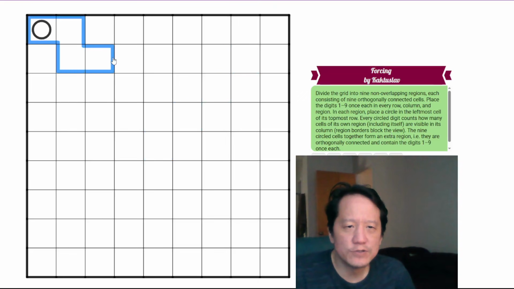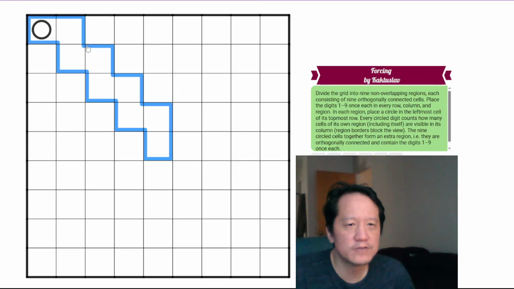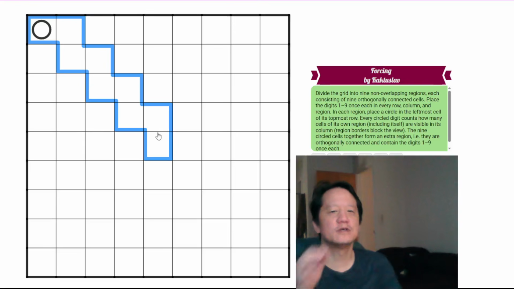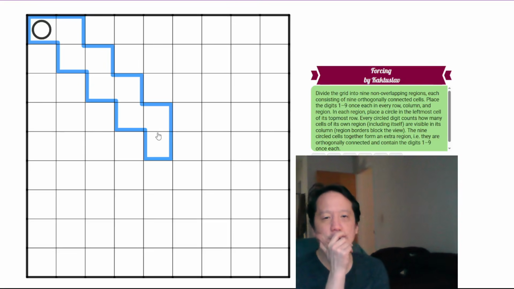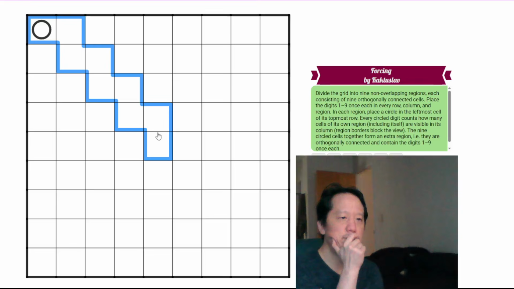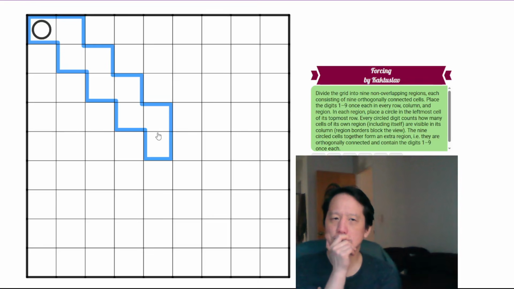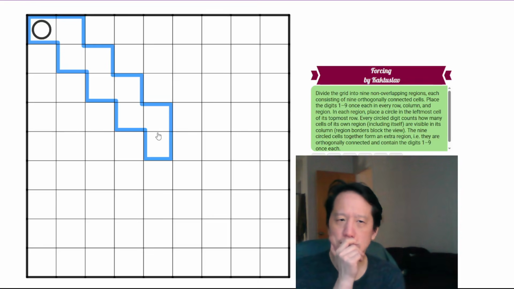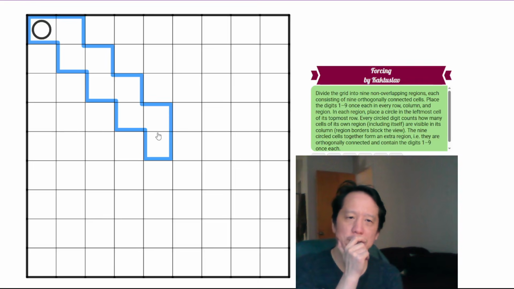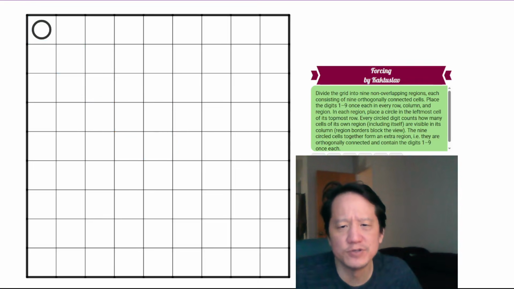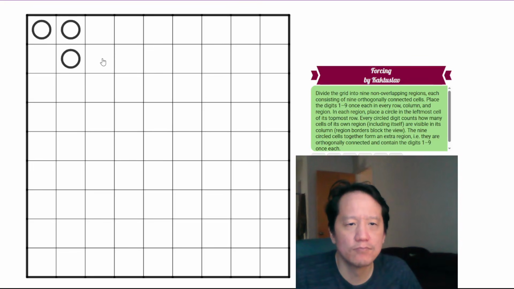What happens if we do something like this? Oh, that doesn't work. That's too long. Oh no, that's fine. That could potentially work. Yeah, what happens if we do that? We could go the other way. Ew. So we have to try both ways.